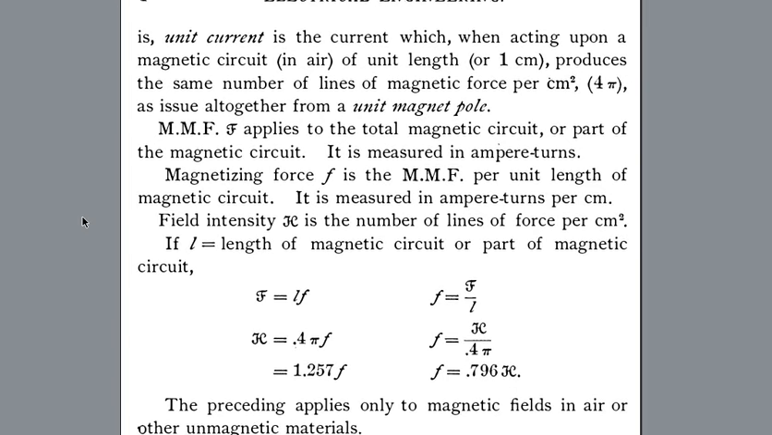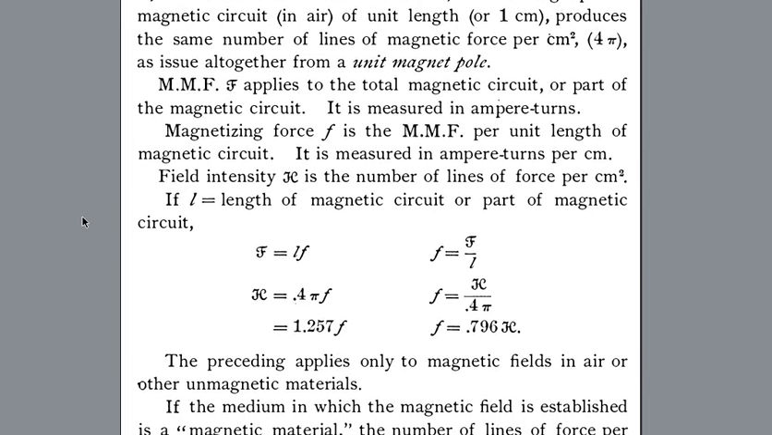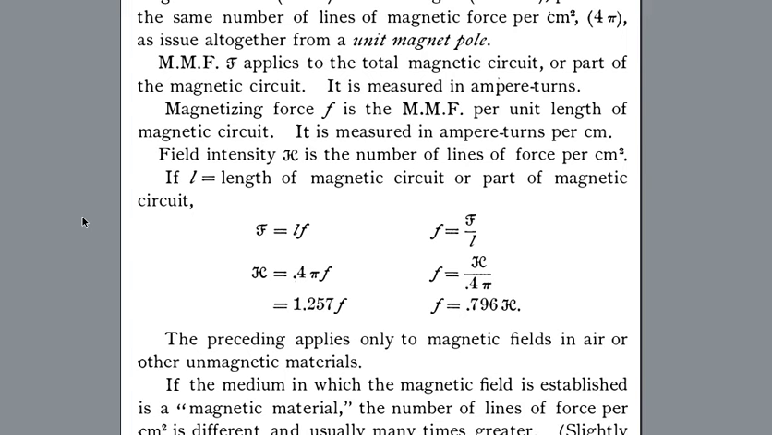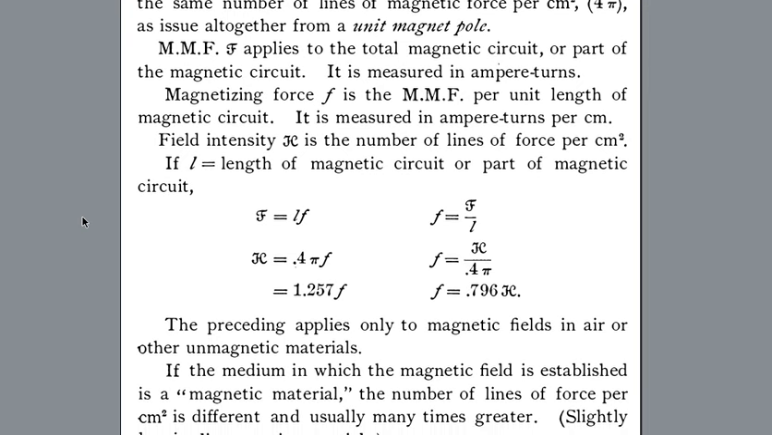Magnetomotive force, denoted as large F, applies to the total magnetic circuit or part of the magnetic circuit. It is measured in ampere turns. Magnetizing force, denoted as small f, is the magnetomotive force per unit length of the magnetic circuit. It is measured in ampere turns per centimeter. Field intensity, denoted as H, is the number of lines of force per square centimeter.